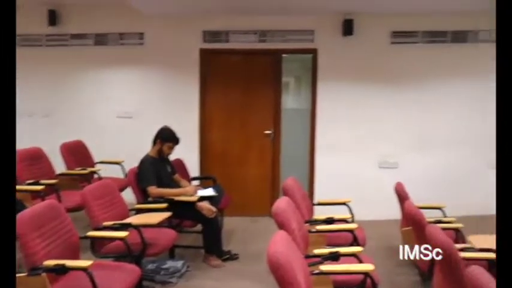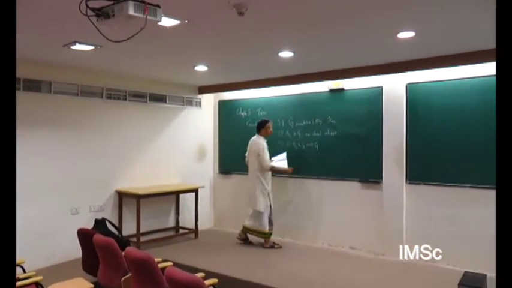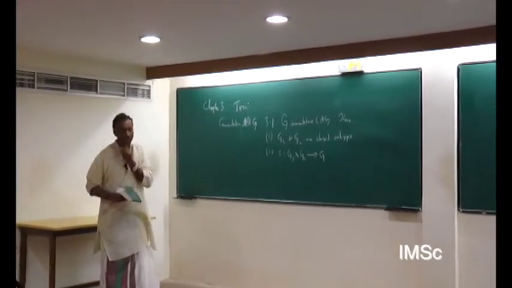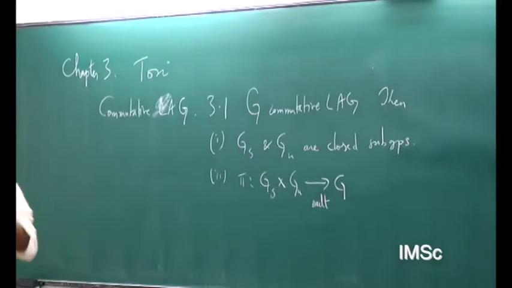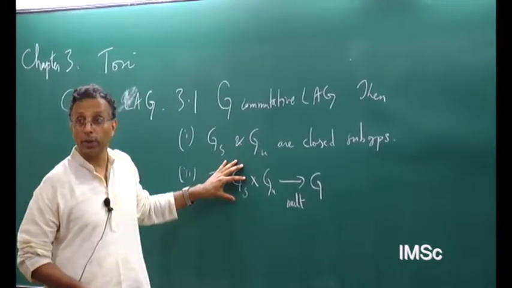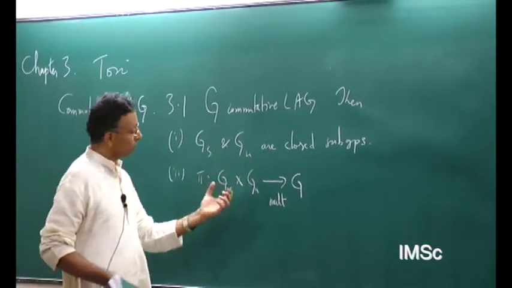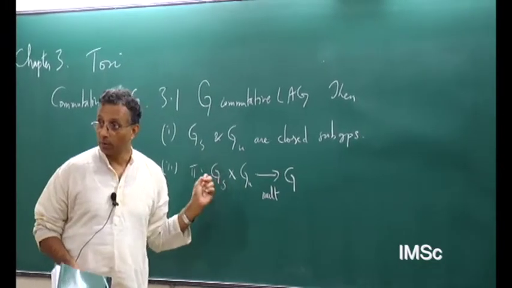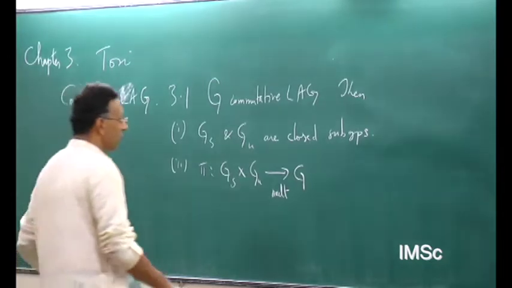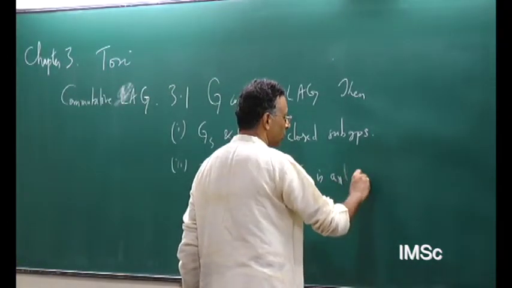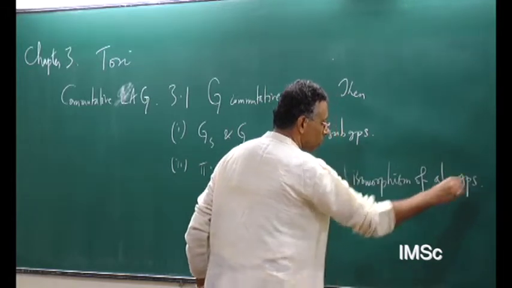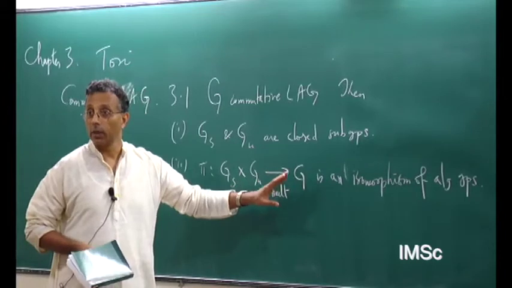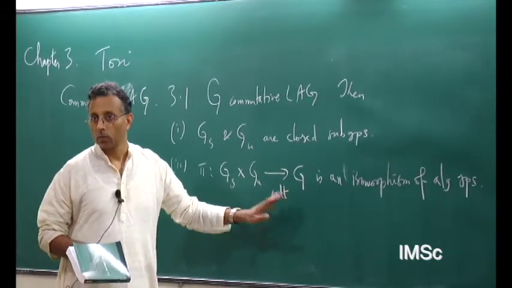And second, the map, if you take GS cross GU to G, this is the multiplication map. This is a subset, this is a subset, so it makes sense to talk about the multiplication map. And this is a closed subgroup, so this is a linear algebraic group in its own right. So you are considering this morphism of varieties, and this is an isomorphism of algebraic groups. As was pointed out last time, it is more or less trivial to see that this is an isomorphism of groups, with the commutative condition.